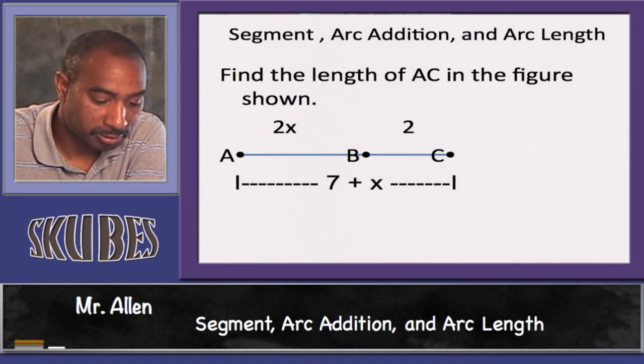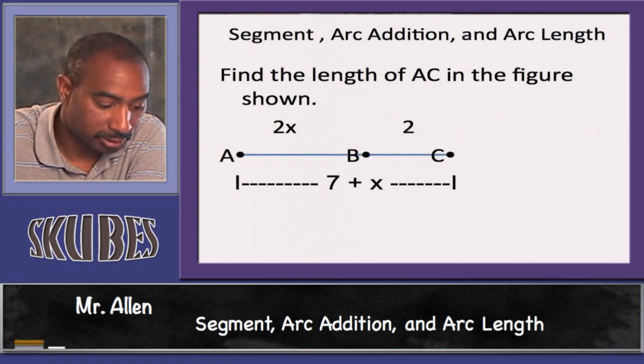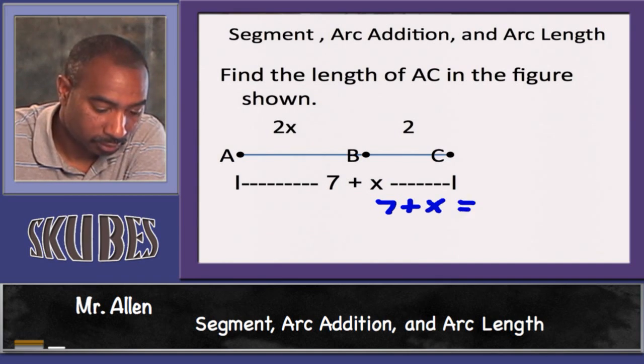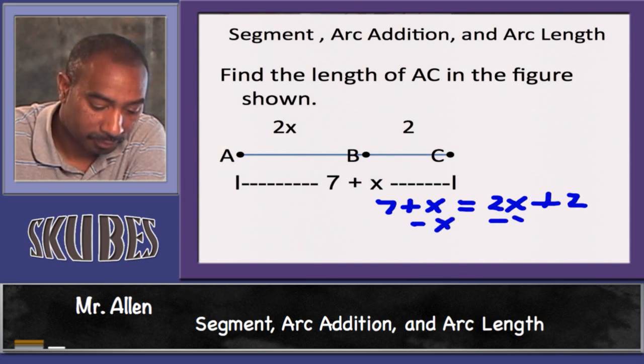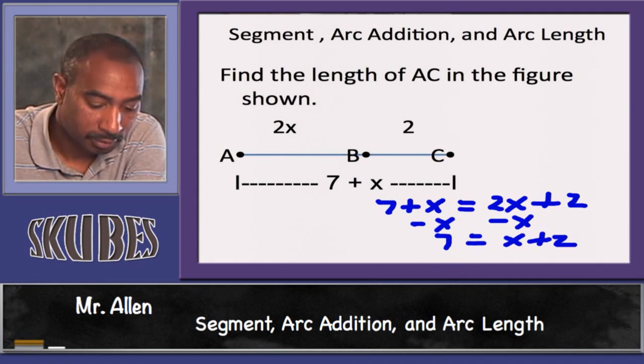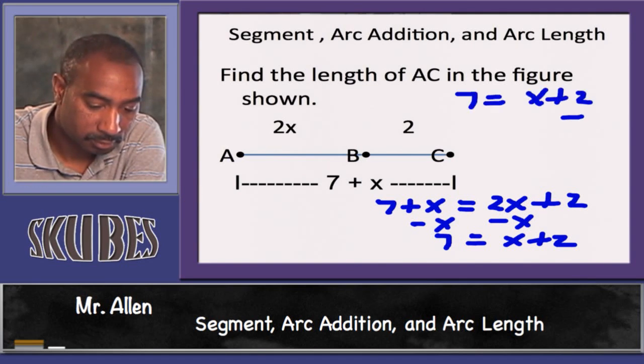All right, so what you're going to do is solve that equation. I'm going to put it down here. So I can subtract x from both sides, right? So I get 7 equals x plus 2. And if I subtract 2 from both sides, I get x equals 5.